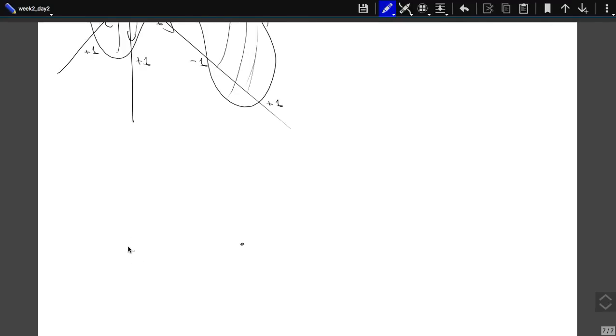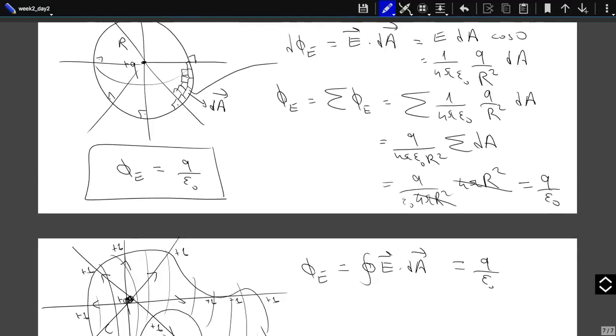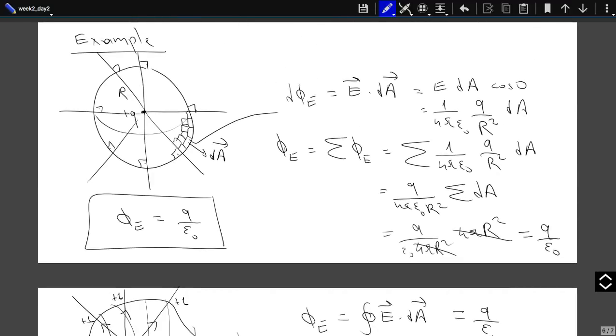Yes? I think I just need to clarify if you made a typo. When you first said summation of all the integrals, shouldn't that be dA? True. I'm summing over these ones.